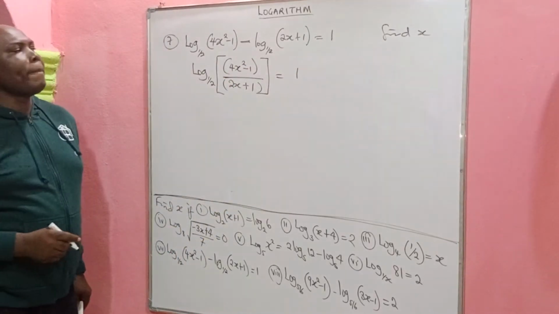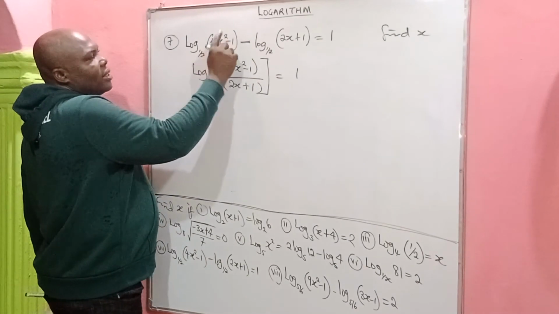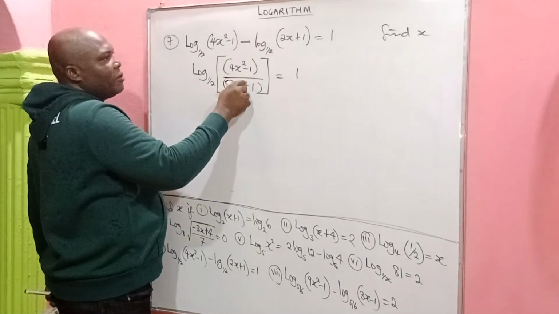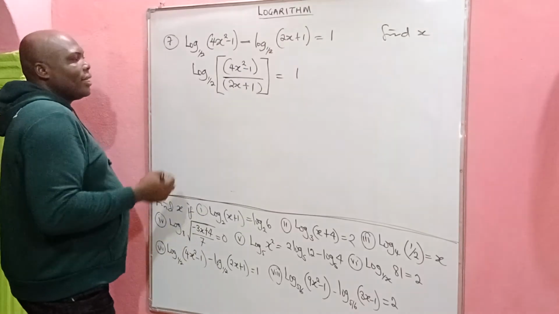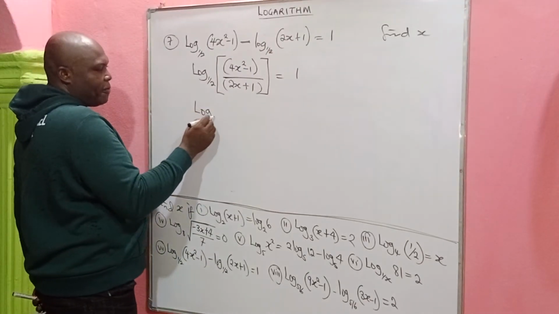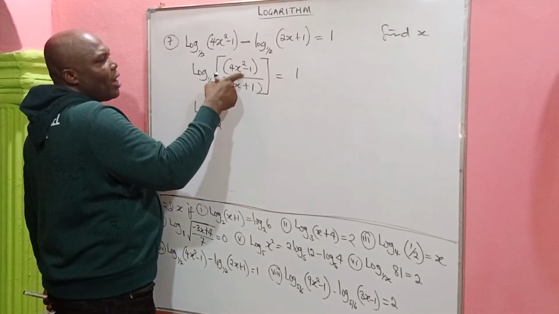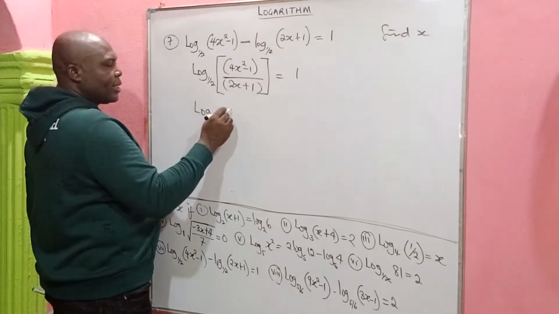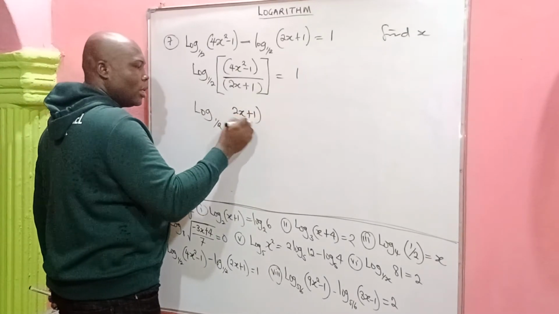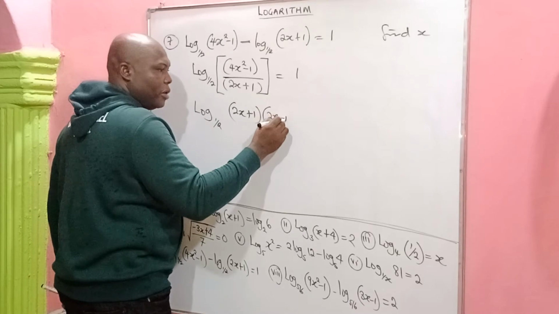Take note of that. Alright, so we have the whole of this. Minus means we divide by this, equal to 1. So at this point you have the log of half. Now 4x squared minus 1 is the same thing as 2x plus 1 times 2x minus 1 if you expand.